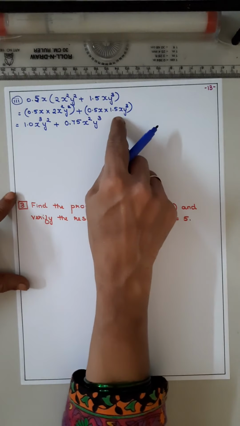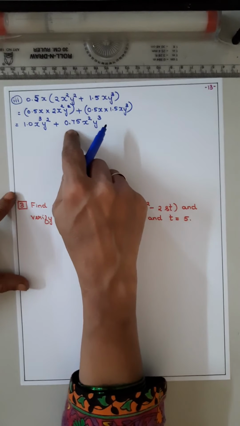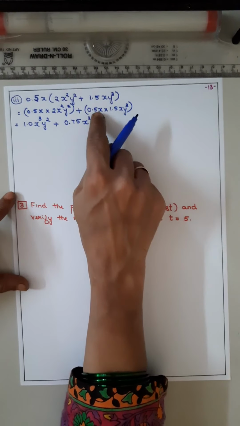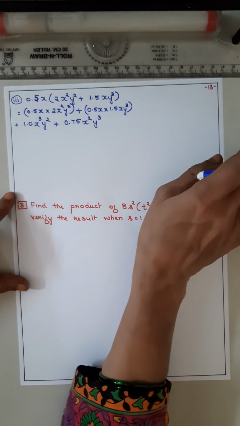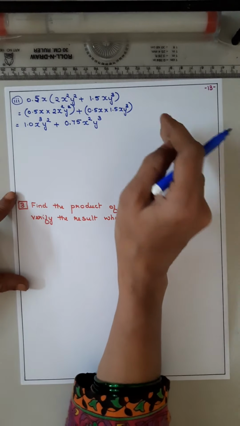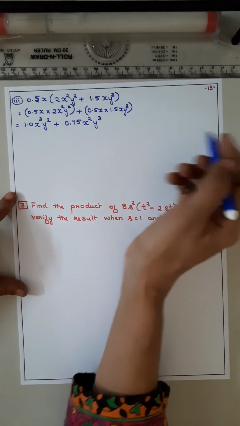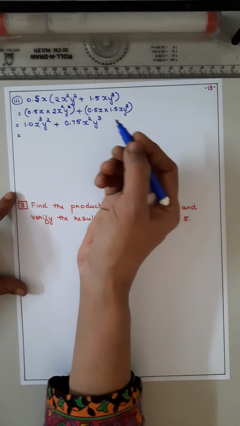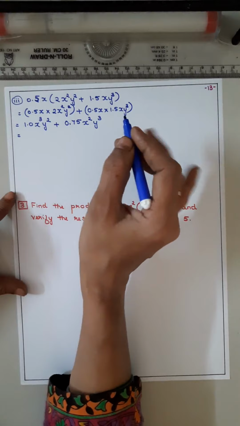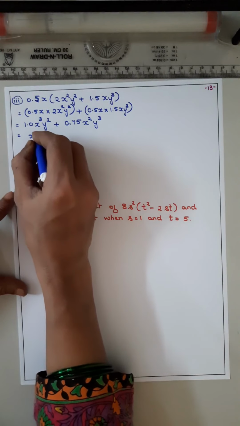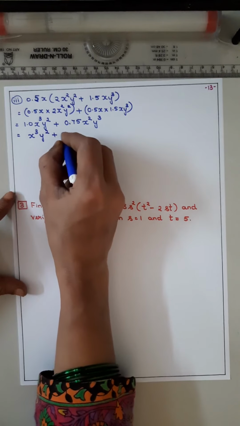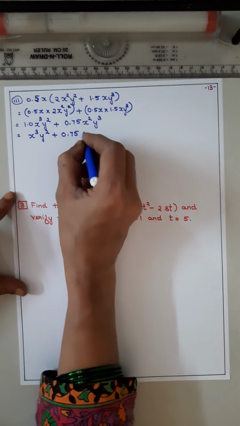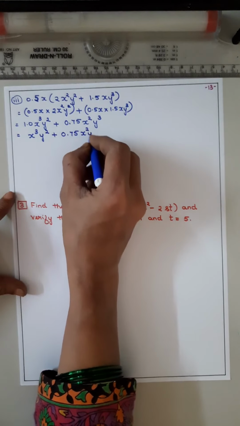Did you understand here? 15 5s are 75. The decimal, 2 decimal places. So from right side, leave 2 places and put the decimal point. Now this becomes 1.0 means it is 1. So no need of writing. x cube y squared plus 0.75 x squared y cube.